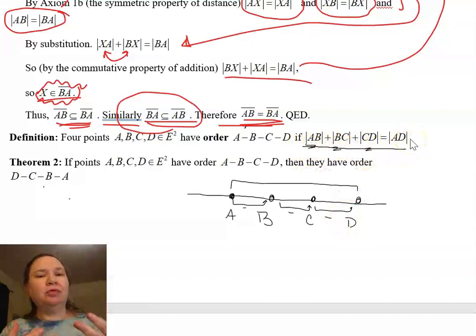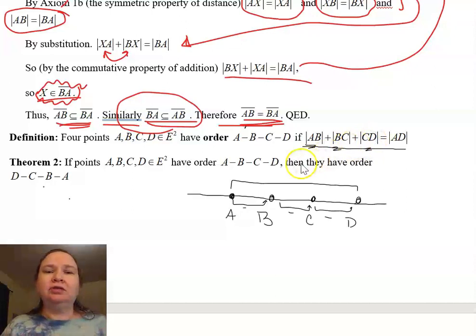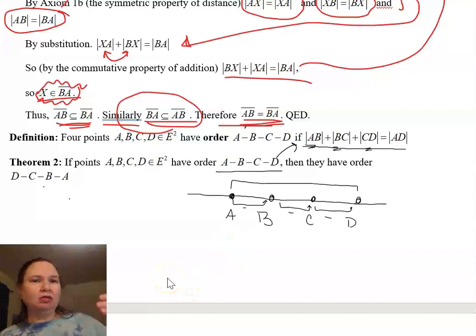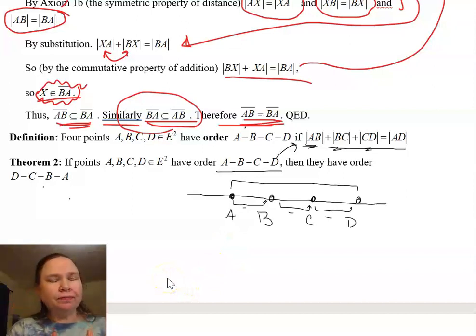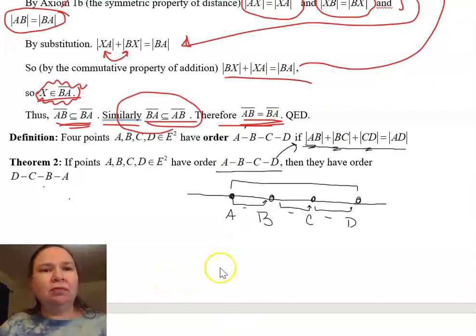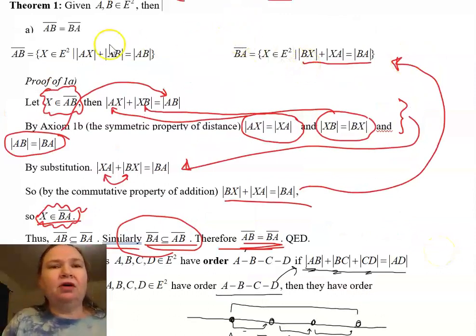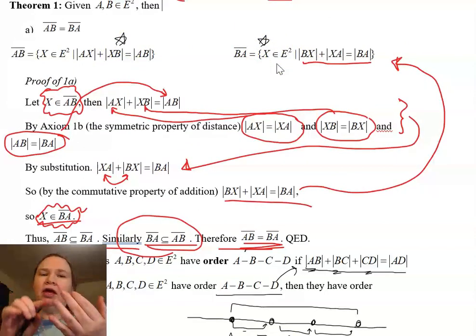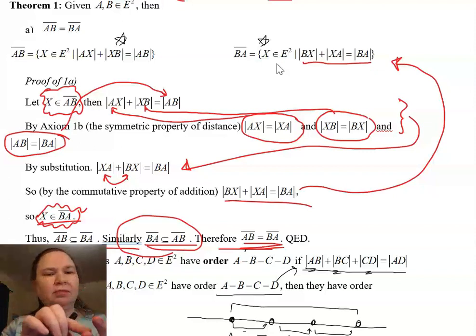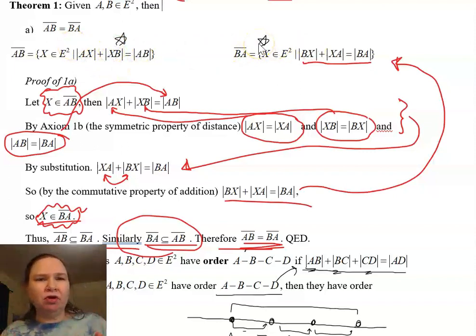And so your job with theorem 2 is to start off given points with an order, which means that equation is true. Then they also have the opposite order. So your job for proving theorem 2 is going to be, you're going to need to figure out the definition, what it means for points to have order A, B, C, D, and have order D, C, B, A. And so that's going to be this sort of process where you're substituting variables for other variables.